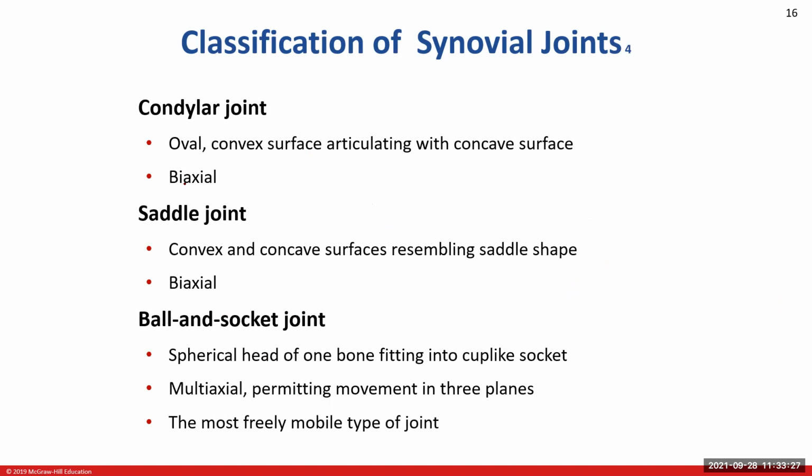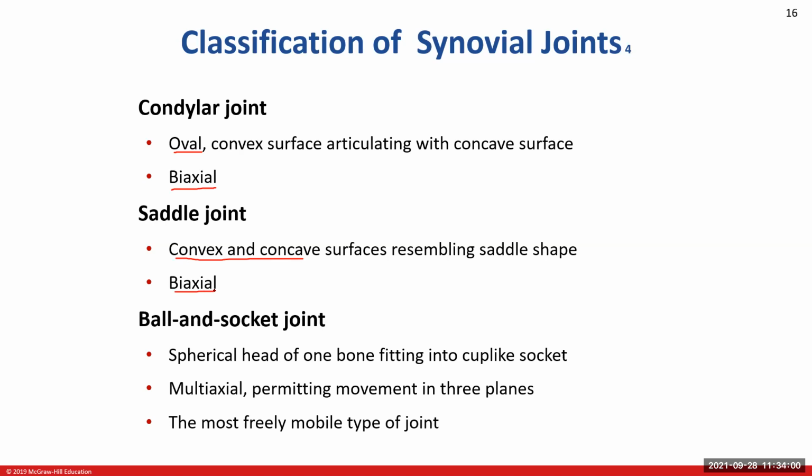Our next type of joint is a condylar joint. These are oval here. Similar to what we saw a moment ago, you have a convex surface articulating with a concave surface, but this can move in two axes, not just one. Saddle joint, again, we'll see another convex and concave surface. Biaxial movement here. Your thumb joint is a perfect example of a saddle joint.